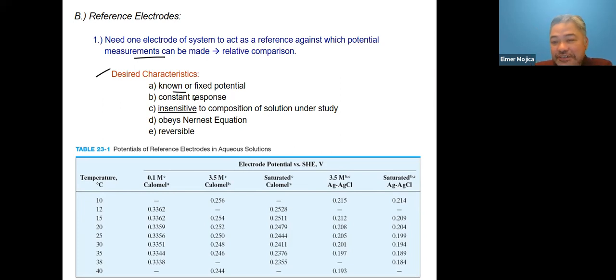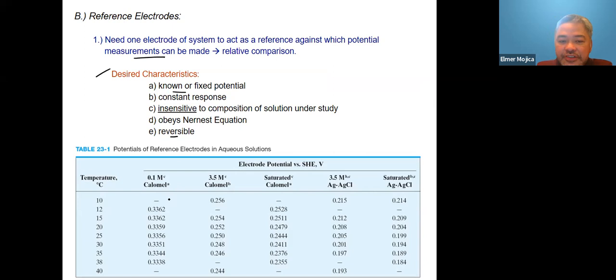So kasi yun yung characteristic ng reference electrode. And then insensitive to the composition of solution under study. So kung ano yung target niya, yun lang yung titingnan niya. And then obeys the Nernst equation, and then it is reversible.